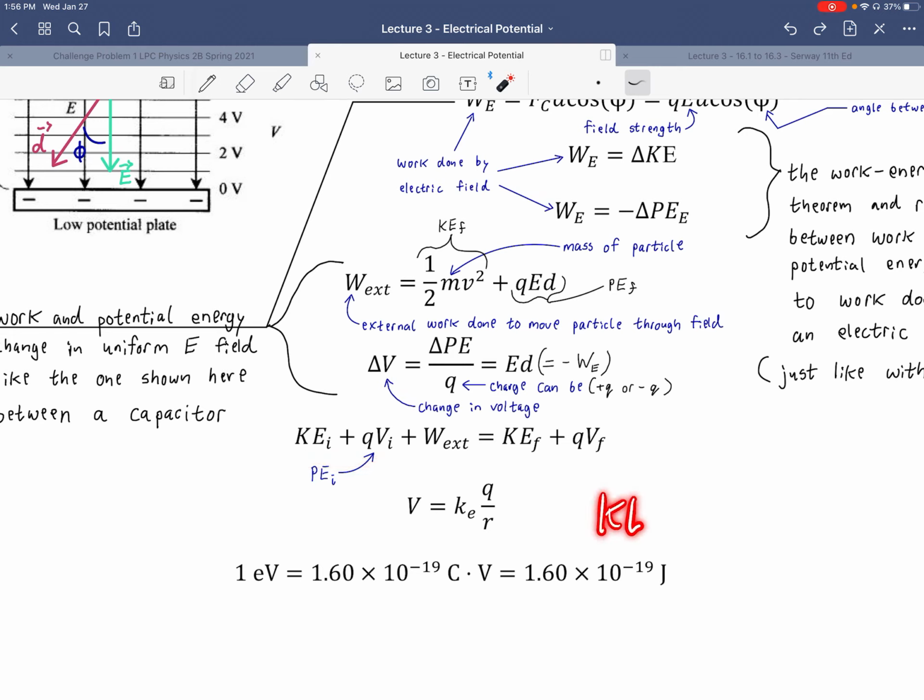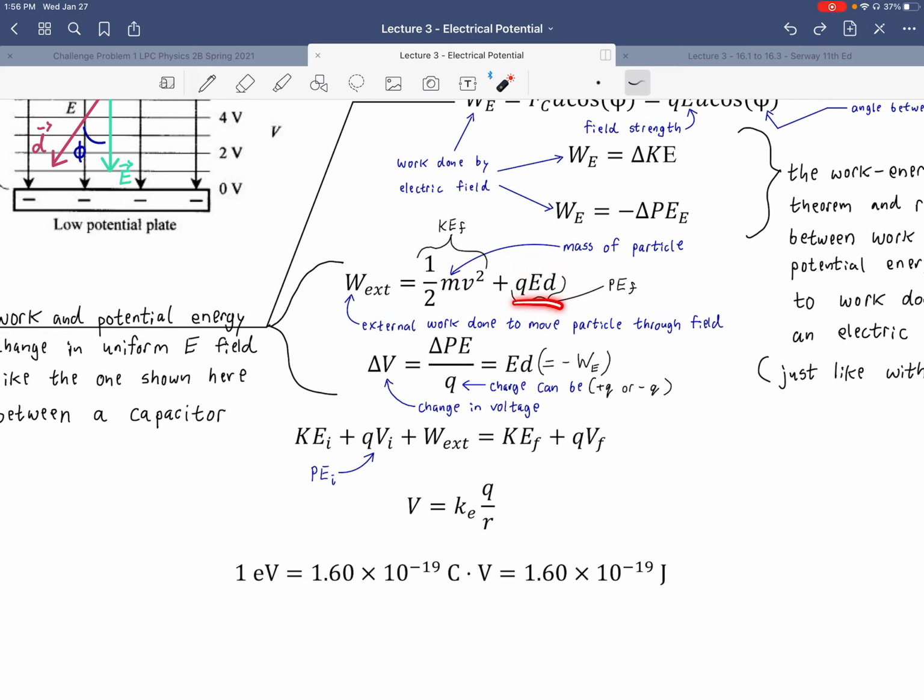KE1 plus PE1 equals KE2 plus PE2. That type of conservation of energy equation, okay? And we've got an extra work term, external work, that could be in there too, okay? Here we're representing potential energy not as QED, but we can. Instead, we're representing it as QV. But of course we can do that, because electric field times distance is just voltage. So we can write it however we want.